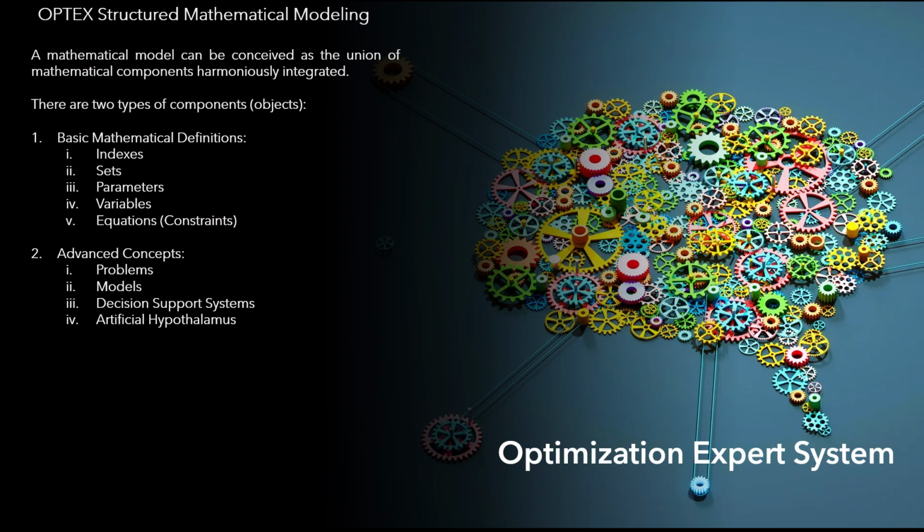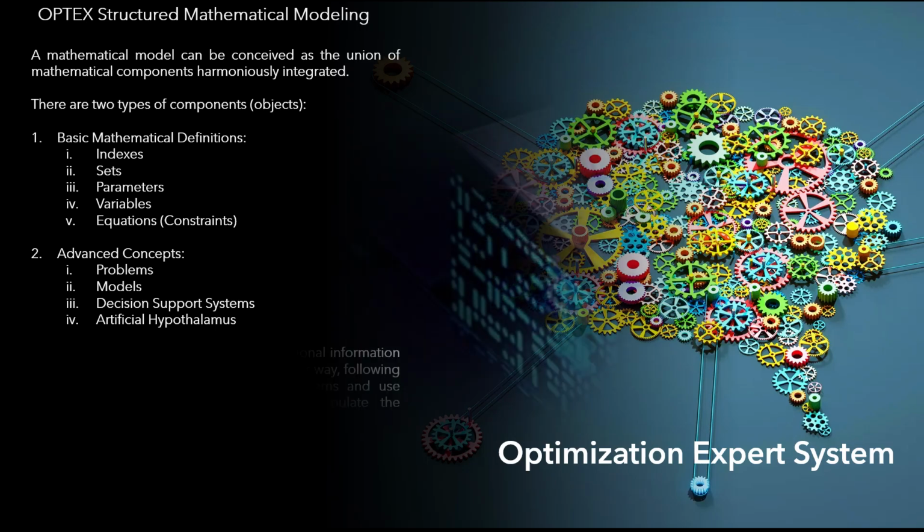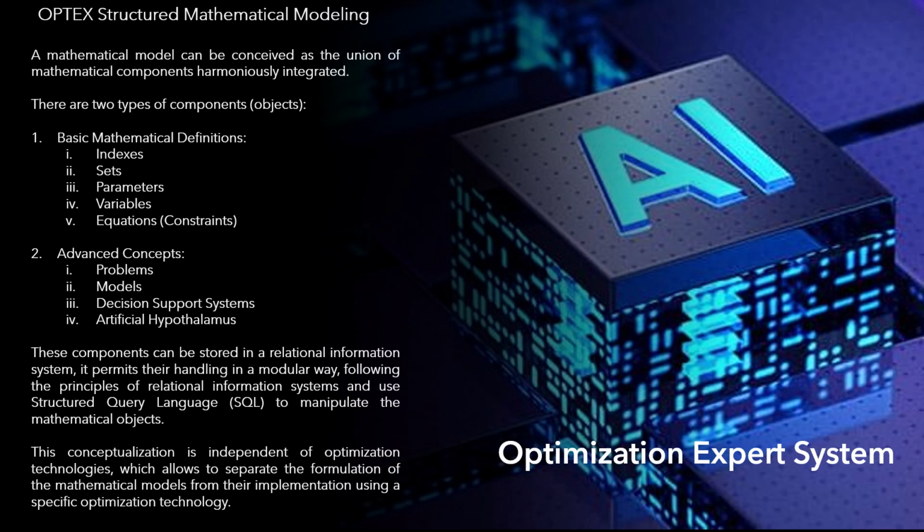A mathematical model stored in an information system can be conceived as the union of mathematical components harmoniously integrated. There are two types of components, or objects: basic mathematical definitions, indexes, sets, parameters, and equations or constraints. Advanced concepts, problems, models, decision support systems, and artificial hypothalamuses. These components can be stored in a relational information system. It permits their handling in a modular way, following the principles of relational information systems, and using structured query language, SQL, to manipulate the mathematical objects.